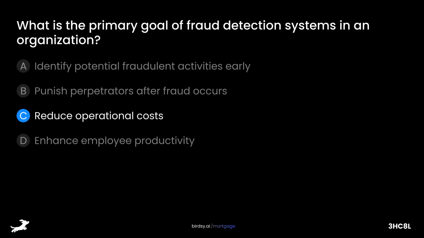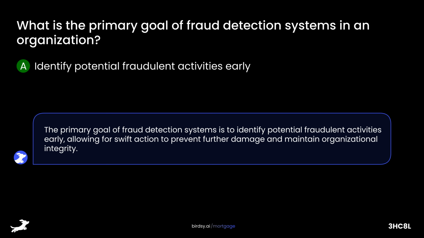C. Reduce operational costs. Or D. Enhance employee productivity. The answer is A. Identify potential fraudulent activities early. The primary goal of fraud detection systems is to identify potential fraudulent activities early, allowing for swift action to prevent further damage and maintain organizational integrity.